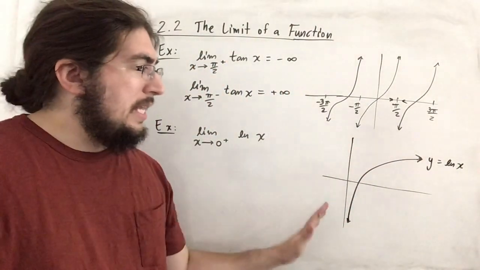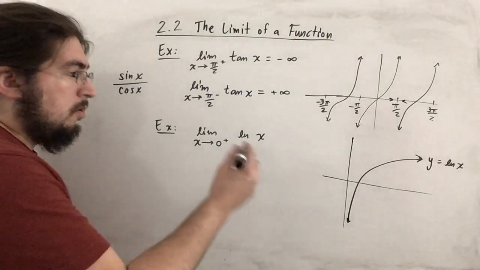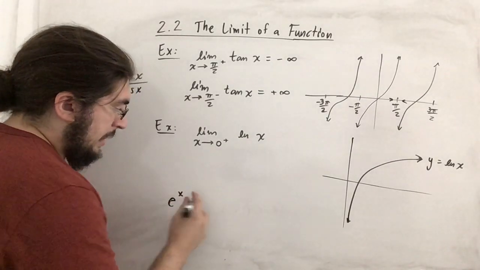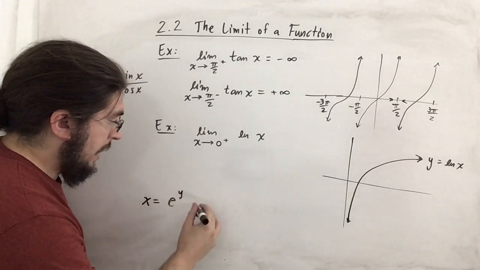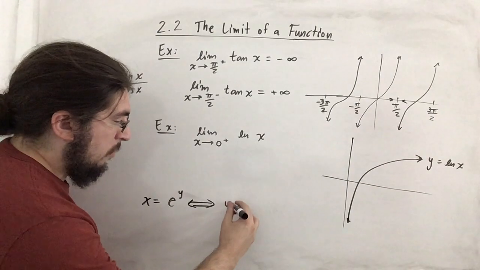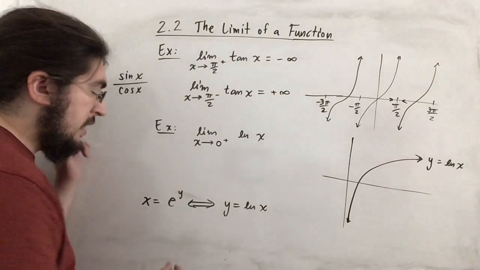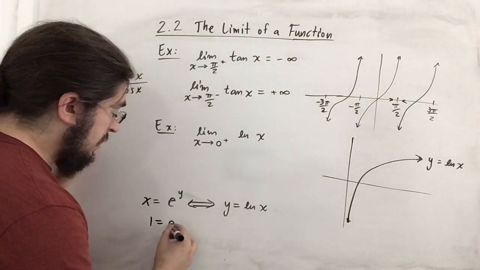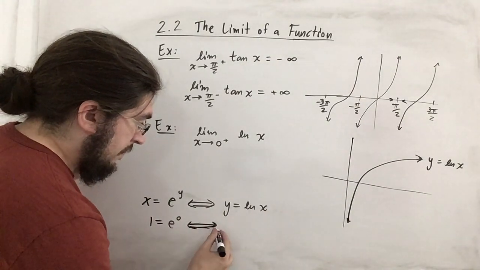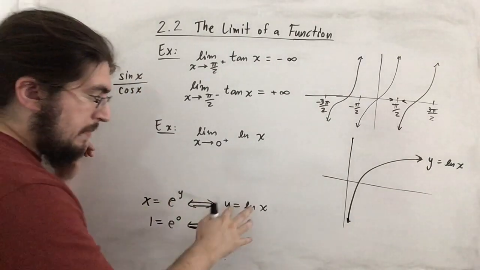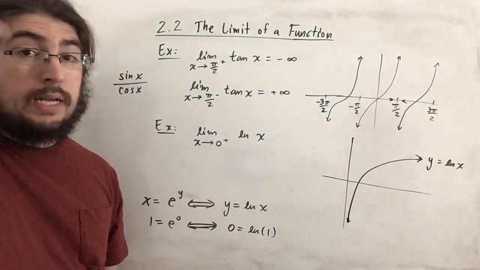Now, why it looks like this is because ln of x, recall, is the inverse function of e to the x. So maybe this is a better way of seeing it: if x is equal to e to the y, then this is true if and only if y is equal to ln of x. So it's the inverse of e to the x. Just as an example, since anything to the 0 is 1, e to the 0 is also 1, and if we swap these, we get 0 is equal to ln of 1. So if you plug in 1 into ln, you get 0 as a result.